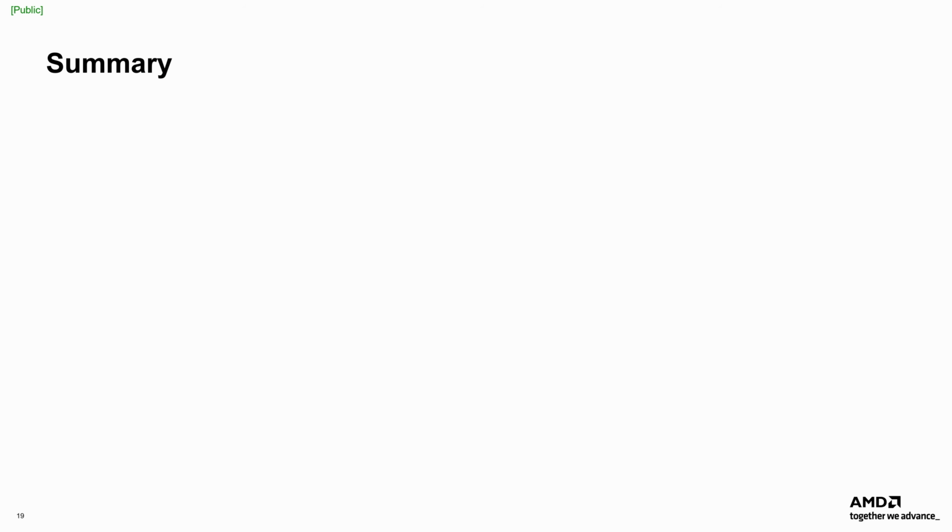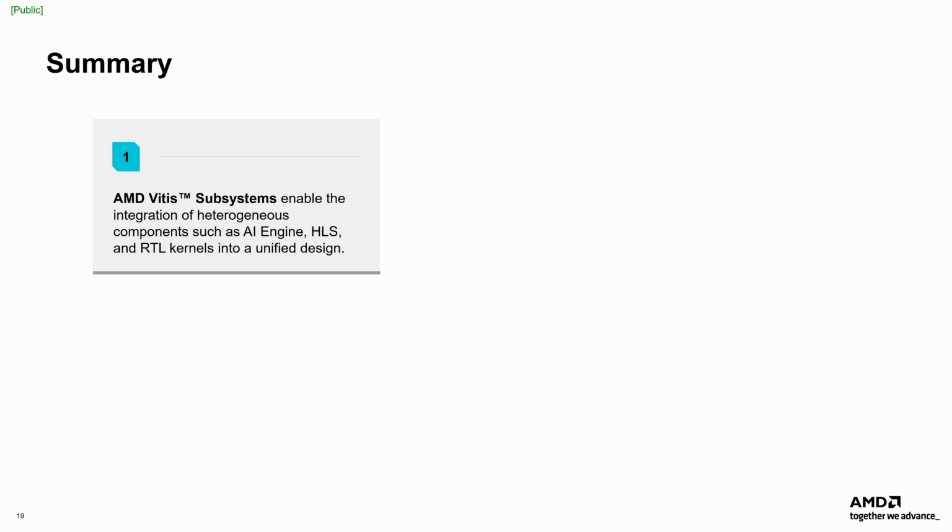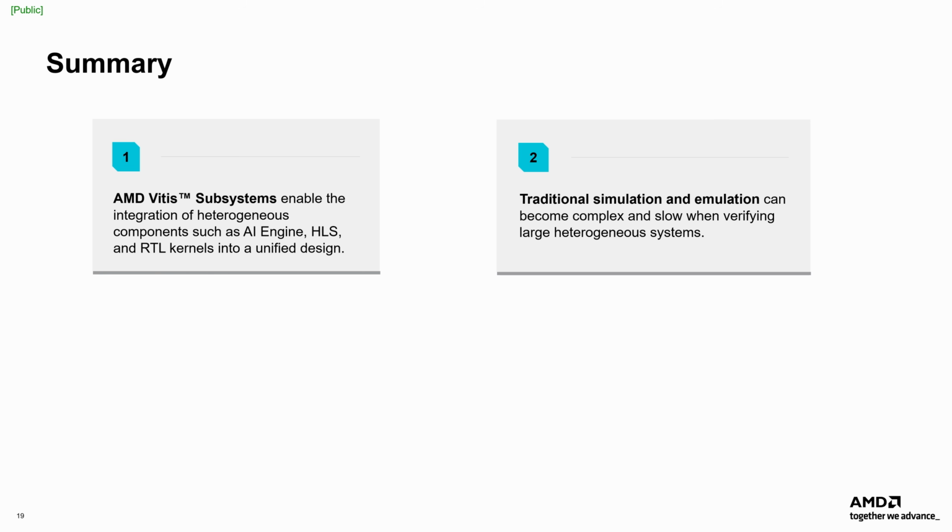Let's wrap up with the key takeaways. First, Vitis subsystems make it possible to integrate heterogeneous components, AI engines, HLS and RTL kernels, into a single unified design. Second, traditional simulation and emulation often struggle with large heterogeneous systems, and for algorithms that require acquisition or convergence, the amount of data needed for verification is substantial. In those cases, simulation simply isn't a viable option to get results in a reasonable time.